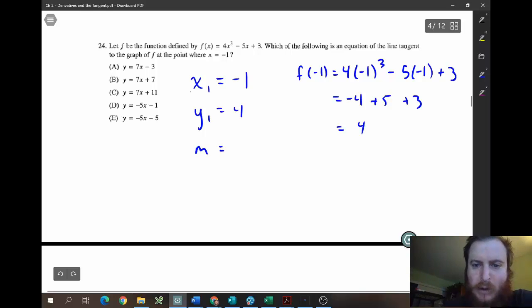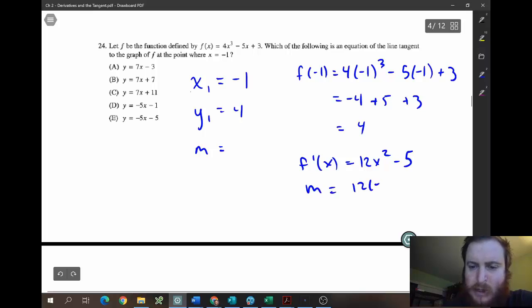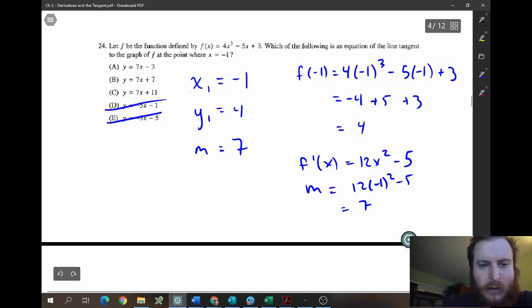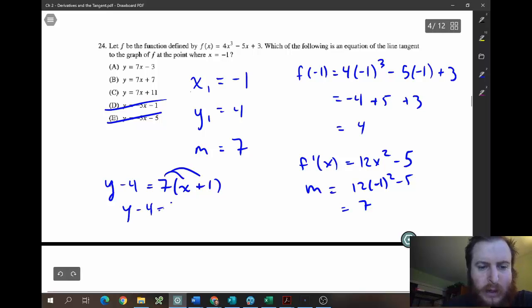Then for m, we're going to take the derivative and plug in negative 1 to the derivative. So we get 12x squared minus 5 is our derivative. So m would be 12 times negative 1 squared minus 5, is 12 minus 5, is 7. So immediately I could cross out d and e because they're not 7. Then y minus 4 equals 7 times x plus 1. Now these are written in slope-intercept form, so we're going to just distribute: y minus 4 equals 7x plus 7. Add the 4 over, y equals 7x plus 11.